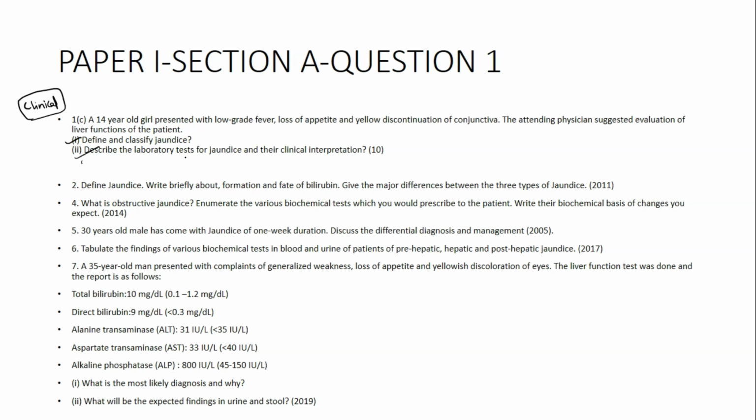Describe the laboratory test for jaundice and the clinical interpretation. So draw a table, pre-hepatic, hepatic and post-hepatic. What are all the lab changes which occur? Okay, so we have discussed it very well in the biochemistry classes, lectures, test series, grand test. It's there everywhere, the question on this. So why is it important?